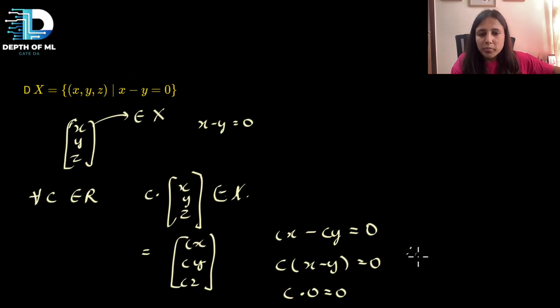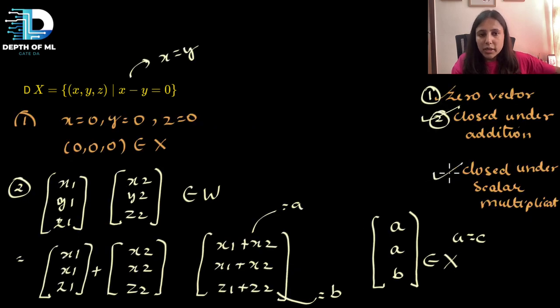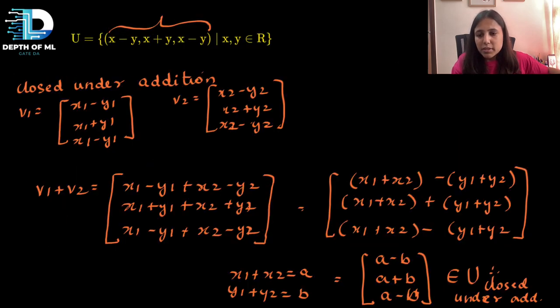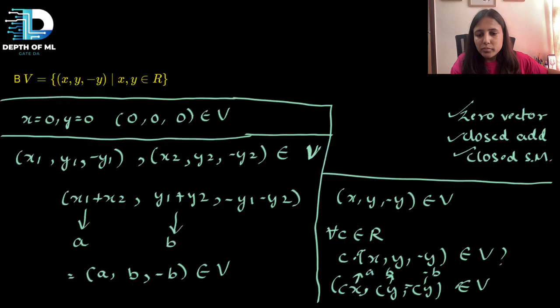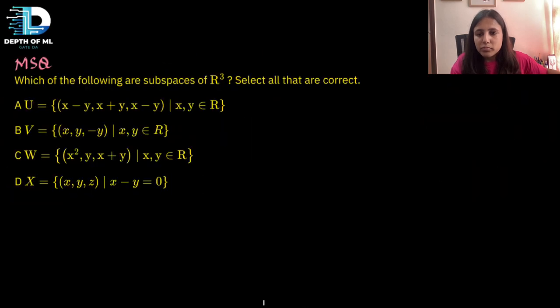Therefore c times (x, y, z) is also of the form of these vectors. Therefore this belongs to W. So this is also closed under scalar multiplication. So this third point is also verified. All these three are verified and hence this is also a valid subspace. So the correct options in this particular question are A, B and D. So the correct answer is A, B, D.